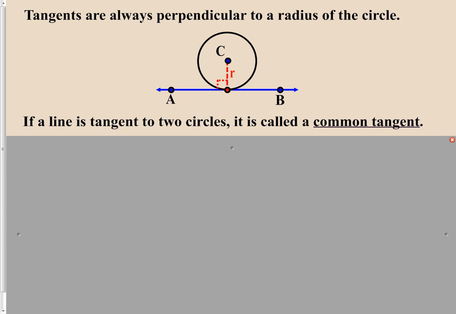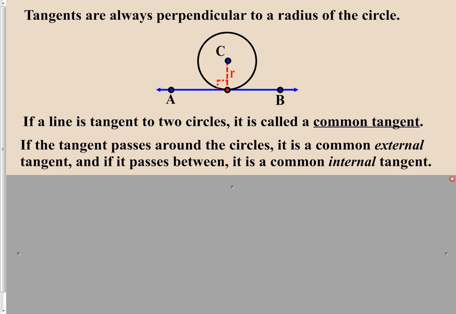Okay, there's another term called a common tangent, and all a common tangent is a fancy expression that simply means we have one tangent, or one line, that is tangent with more than one circle at a time. Okay, so I'll give you a diagram of that here in just a moment.